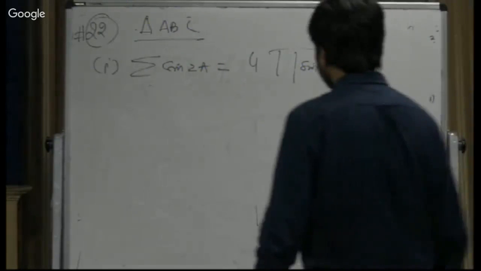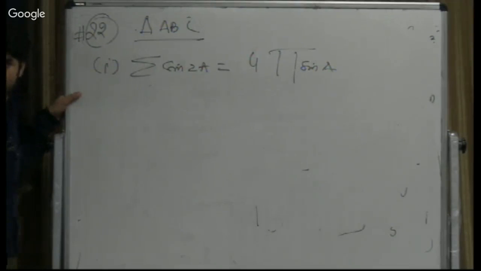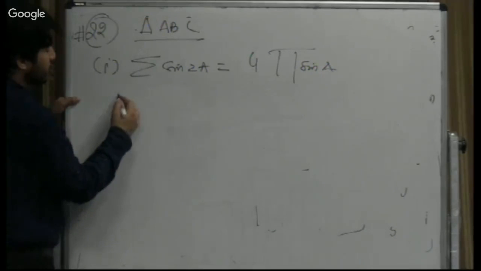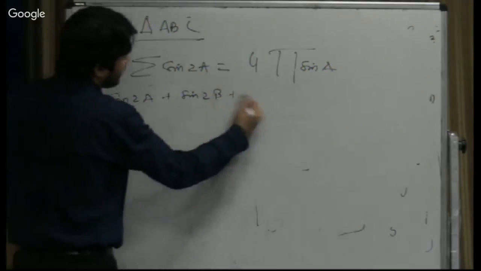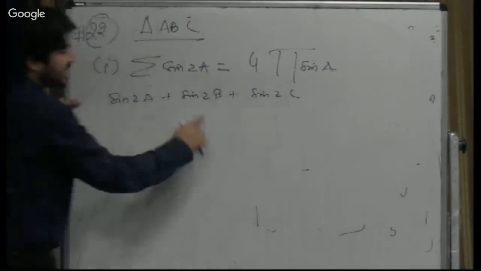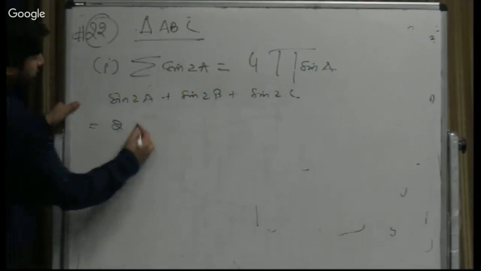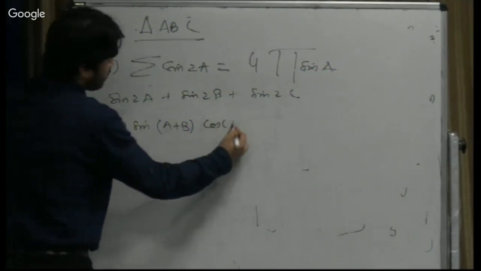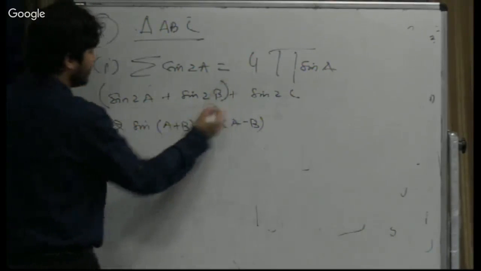Now I have to prove this, so I'll start from the left hand side. 2A is not an angle of a triangle, A is an angle of a triangle. So start working on the left hand side: sine 2A, sine 2B, sine 2C. Now what is sine C plus sine D? 2 into sine of C plus D by 2 into cos of C minus D by 2. So I can say 2 into sine A plus B into cos A minus B. Any doubt? So these two terms can be written this way.